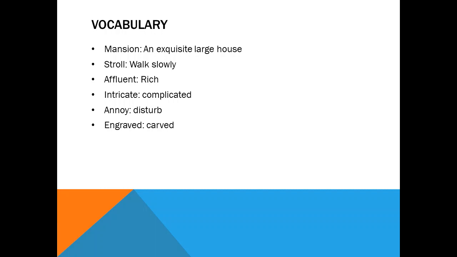The third word again you can see here is affluent, rich person, a rich family. Intricate, very simple, it means complicated. The next word we can see here is annoy. Annoy means to disturb someone, to make someone angry. And the last word on this slide is engraved. Engraved means something written, like carved, or weaved through thread. So these were some of the words which you'll be hearing in the next slide. You'll be hearing these words in the passage.